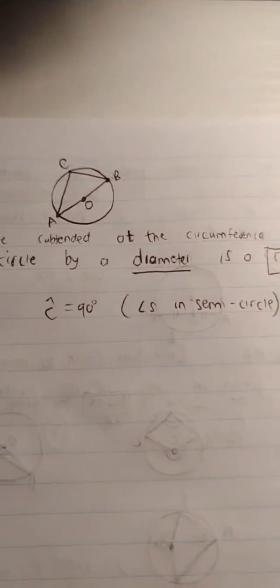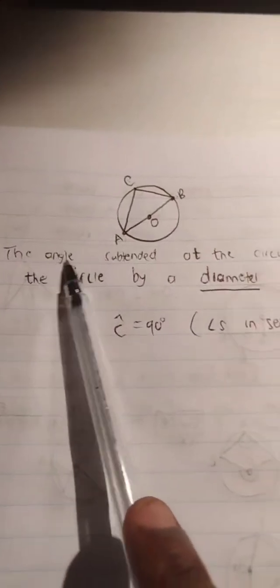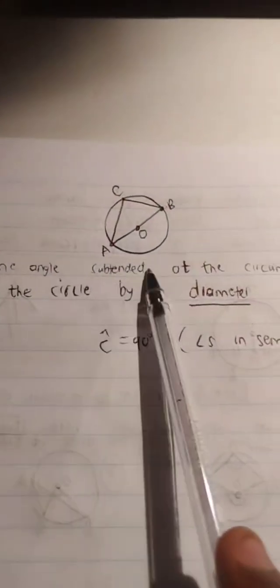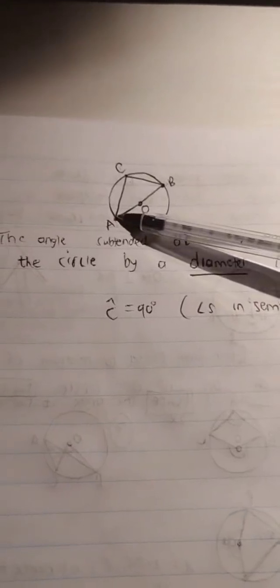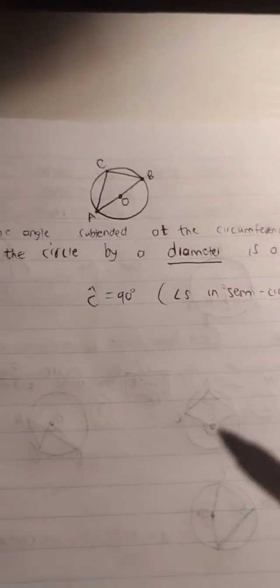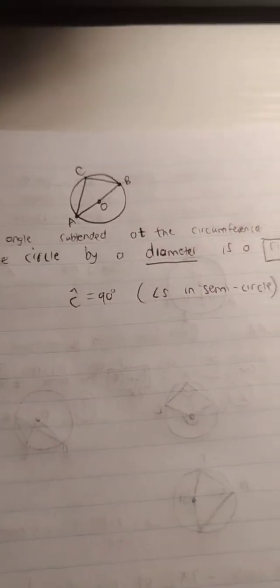There are things that are implied. They are implied in the statement. So when they say the angle subtended at the circumference of the circle, of course, guys, there won't be an angle at the circumference unless there are lines extending from the diameter. Let me just show you what I mean.